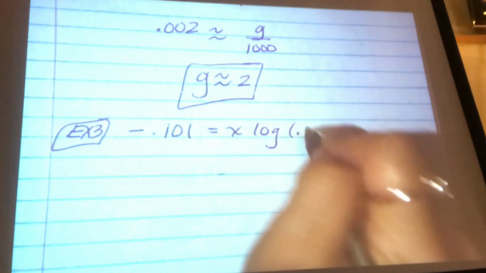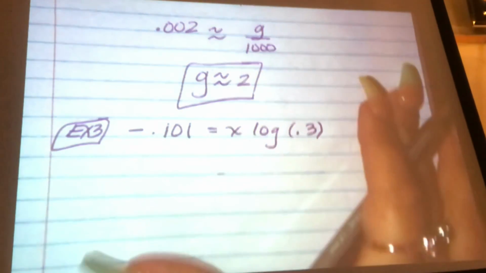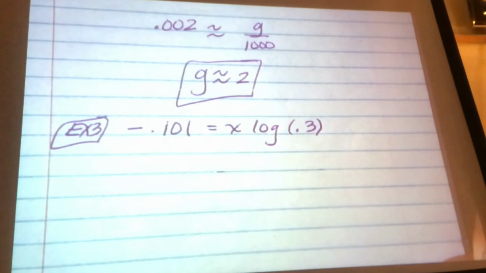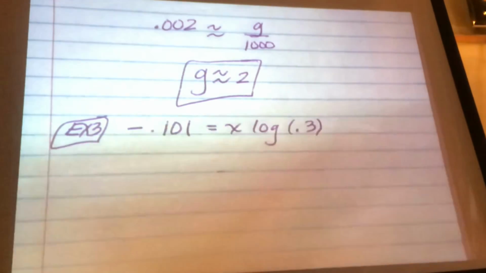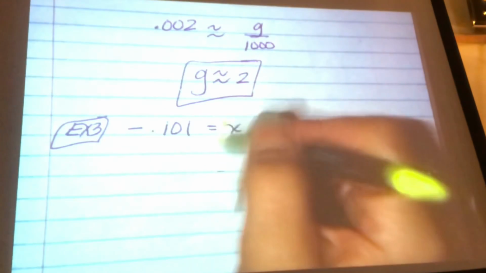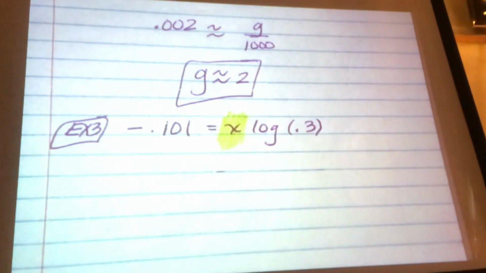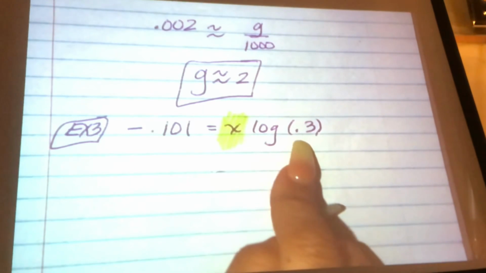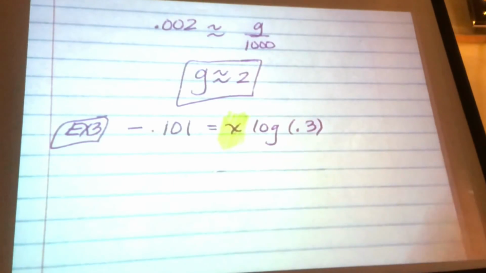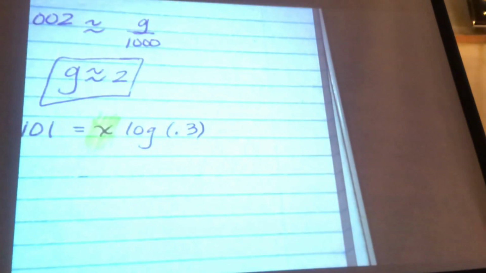Negative 0.101 equals x times the log of 0.3. Everybody notice here that we're trying to solve for x. X is not inside the argument. So I just need to solve for x. How would I solve if this said negative 1.01 equals x times 4? What would you do?